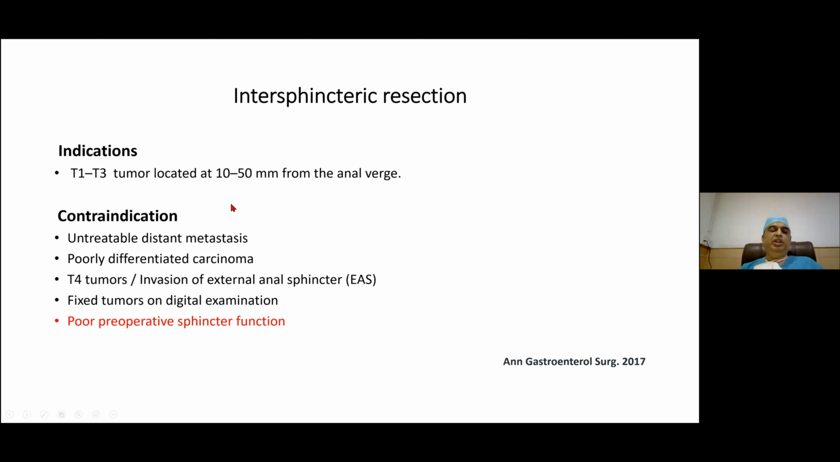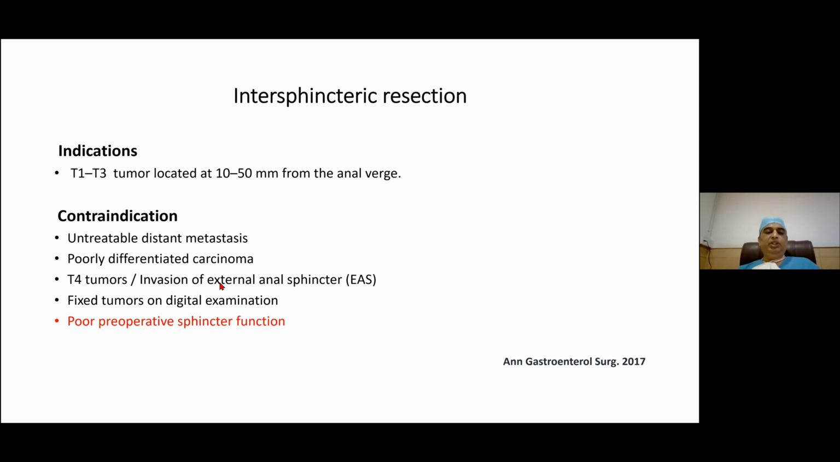So this is usually done for T1 to T3 tumors located around 1 to 5 centimeters from the anal verge, and there should not be any metastasis. T4 tumors or involvement of the external sphincter are contraindications, and always assess the preoperative sphincter function. A younger patient with good external sphincter squeeze pressure should be chosen for internal sphincter resection, ISR. For an elderly patient, one should not select these patients for ISR because the chances of incontinence will be very high.